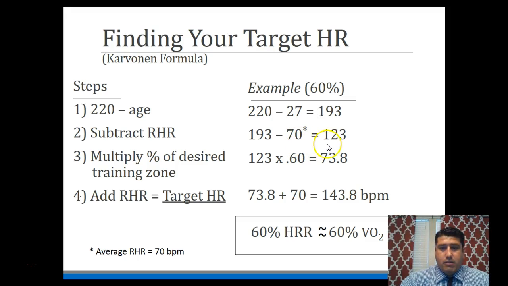Okay. So then you get your heart rate reserve simply by taking the number 193, which is from this example, that's the maximum heart rate. So 193 minus the resting heart rate is the heart rate reserve. This is the functional capacity. For this person, 27 years of age with a 70 beats per minute resting heart rate, their heart rate reserve is 123 beats per minute. Okay, so this is where it gets tricky, in order to determine the heart rate for the desired training zone.